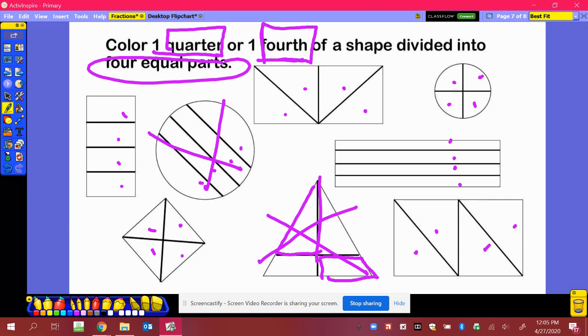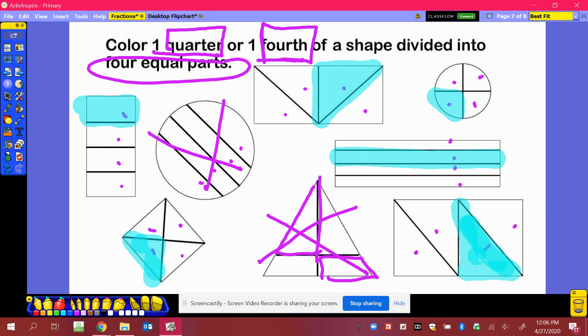So let's get our highlighter and I'll color in 1/4. 1 of the 4 equal parts. 1/4. 1/4. 1/4. And 1/4. And remember, there are 4 fourths inside of each shape. So 1/4, 2/4, 3/4, 4/4. There are 4 fourths inside the whole.